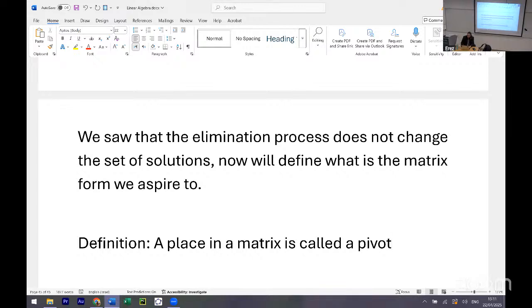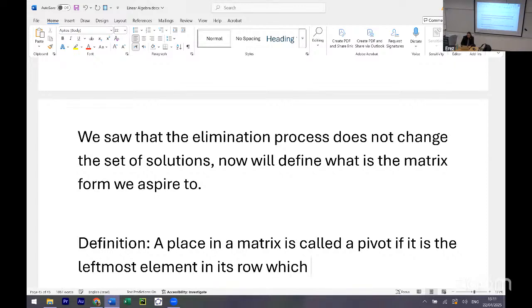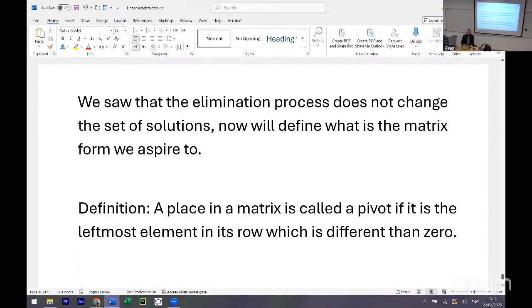So a place in a matrix is called a pivot if it is the leftmost element in its row which is different than 0. So each row could have a pivot, unless what kind of row would not have any pivots? That it's all 0. Exactly. If it's all 0, then there is no pivot.